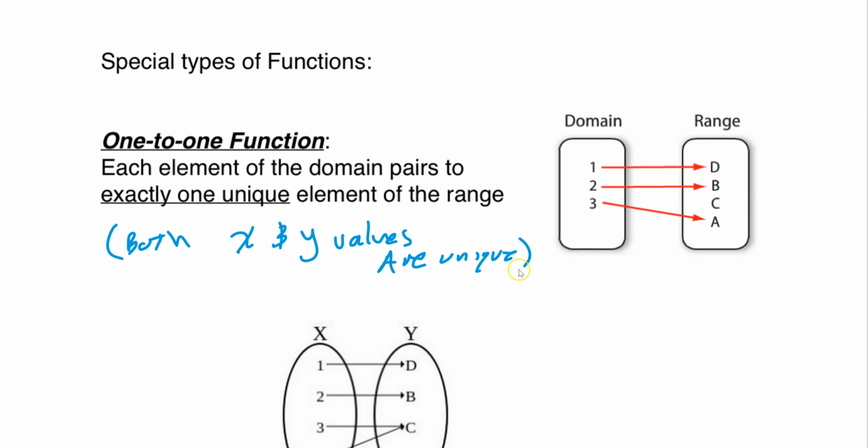So nowhere do we have 2 of the same, right? So 1 goes to D, 2 goes to B, 3 goes to C, right? There's no doubles anywhere. So if you have both the x, y values unique, we call that one-to-one because each x value goes to exactly one y value. And they're all in the different y values. So right here, this is a one-to-one function.